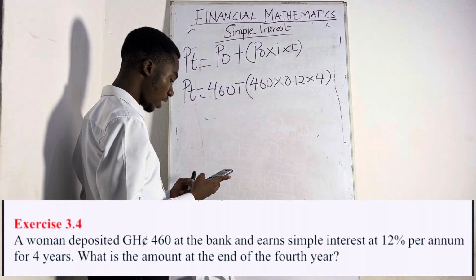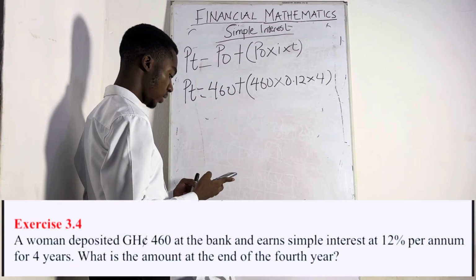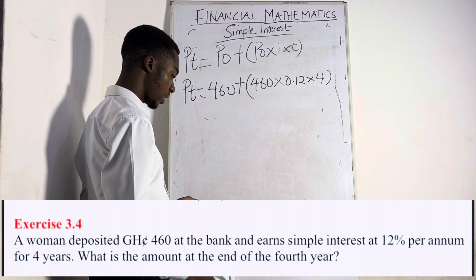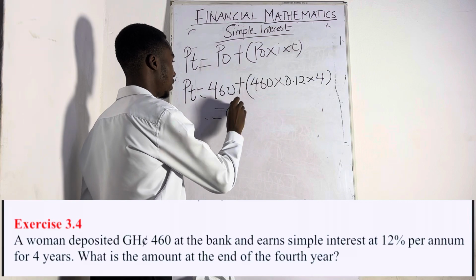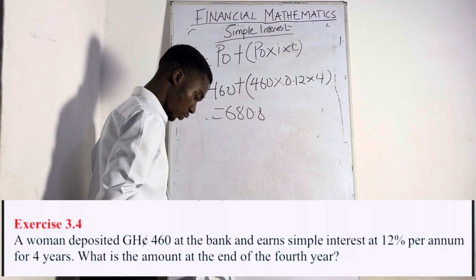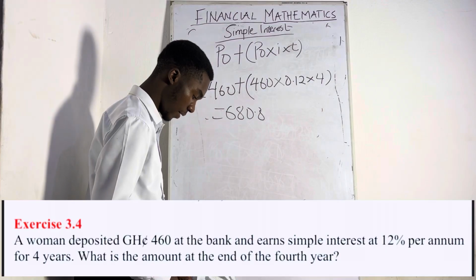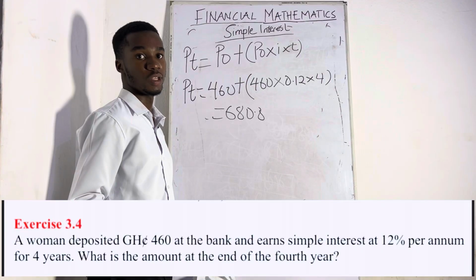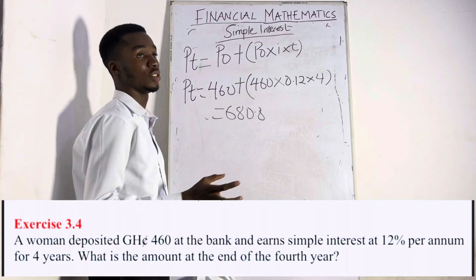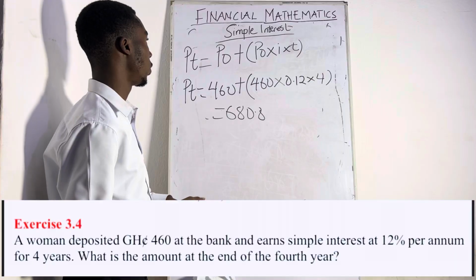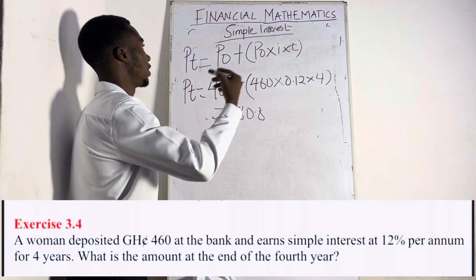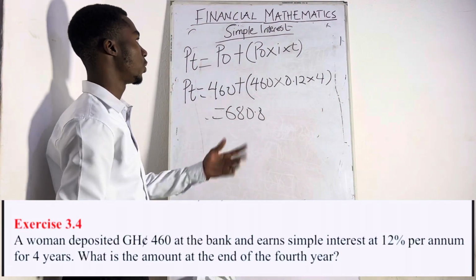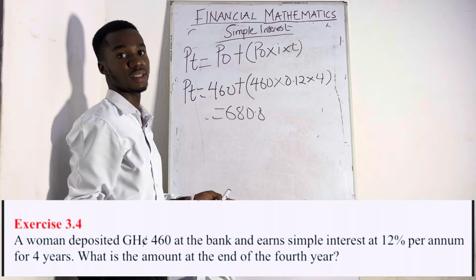So we have 460 plus, in brackets, 460 times 0.12 times 4. So we are getting 680.8. So the woman deposited 460 in the bank, but then after the 4th year, because they'll be giving her interest, she's going to get 680.8. You get it? So at the end of the day, she's making interest. So anytime they give you a question, that's how you solve it. So this is the formula for the future value. If you want to get the present value, just make P0 the subject, then find the present value. If you want to get the interest, you make I the subject, then you find it. That's how you go about it.